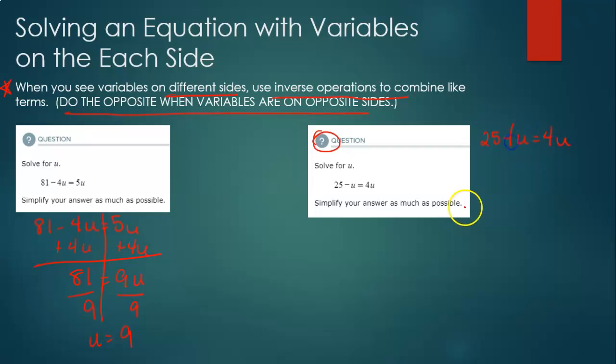All right, you should have remembered that u is the same thing as 1u, and so we want to move our 1u to the opposite side with the 4u. So we have 25 equals 5u. Divide both sides by 5. The 5's cancel out, and so 5 equals u.